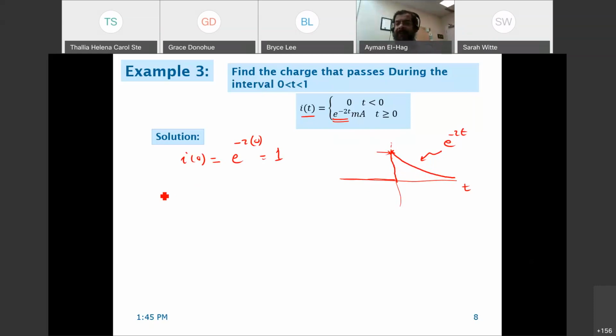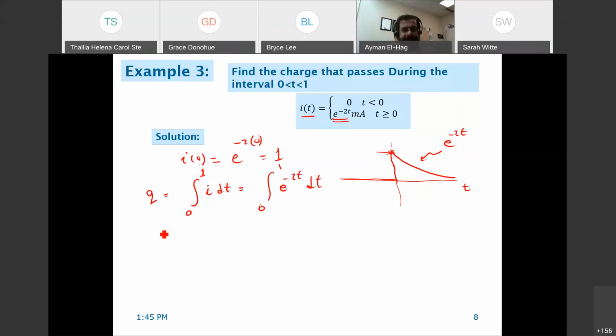Now we want to find the charge Q. Q, as we know, is the integration. We want to find the charge from 0 to 1, so it's the integral from 0 to 1 of I dt, or dx. It doesn't really matter. As I said, this is just a variable. Since we have a bounded integration, I can have it dt. There's no problem. So this is equal to the integral from 0 to 1 of e to the minus 2t dt.